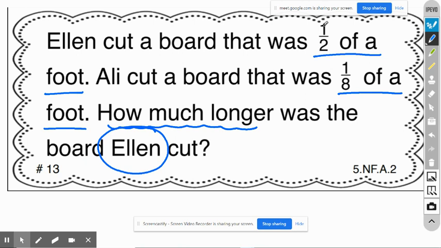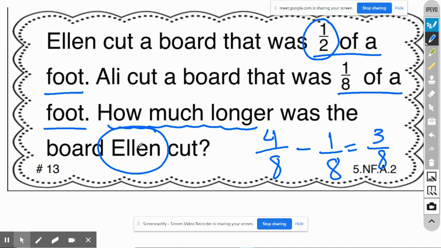It's Ellen, which is what? So half, take away 1/8. We can do this one because look what I see here. What can I replace the half with? Kaylee, I'm going to erase this. I'm going to put 4/8. And I can easily subtract now. 4/8 take away 1/8 equals 3/8. So Ellen's board is 3/8 longer than Ellie's.